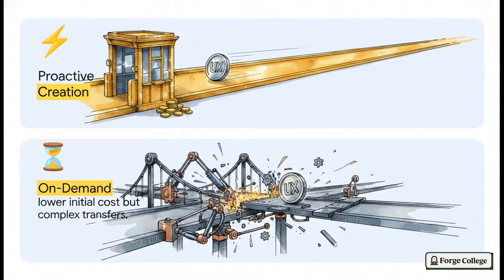Step 4 is your ATA strategy, and this one is purely a user experience versus cost trade-off. Are you going to use proactive creation or on-demand creation for your associated token accounts? If you create them proactively, say during wallet onboarding, you're paying higher upfront network fees. But later, when the user trades or receives a token, there is zero friction. It just works. If you choose on-demand creation, your initial costs are super low, but the very first time a user interacts with that token, the transaction is way more complex because it literally has to spawn in the ATA on the fly. You just have to decide what your users will actually tolerate.